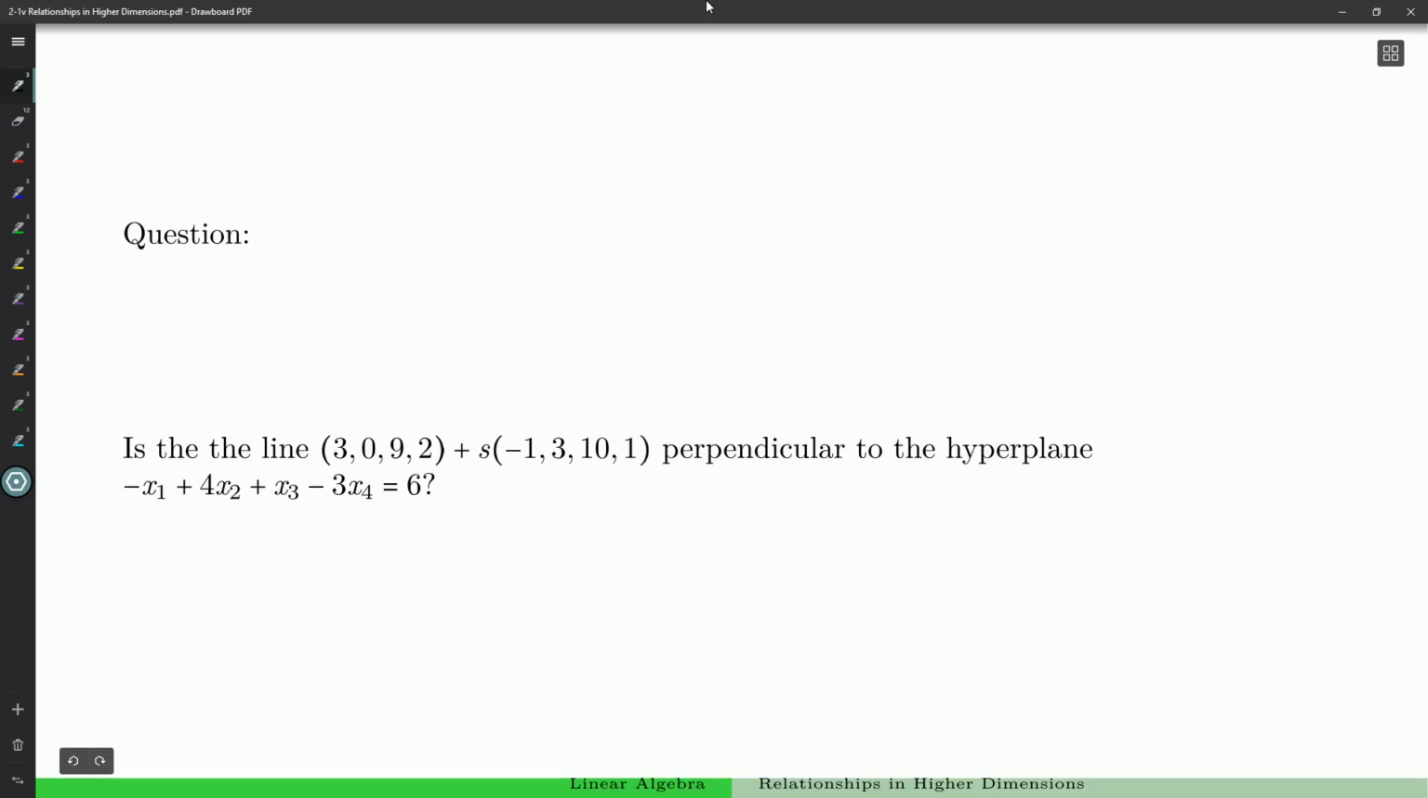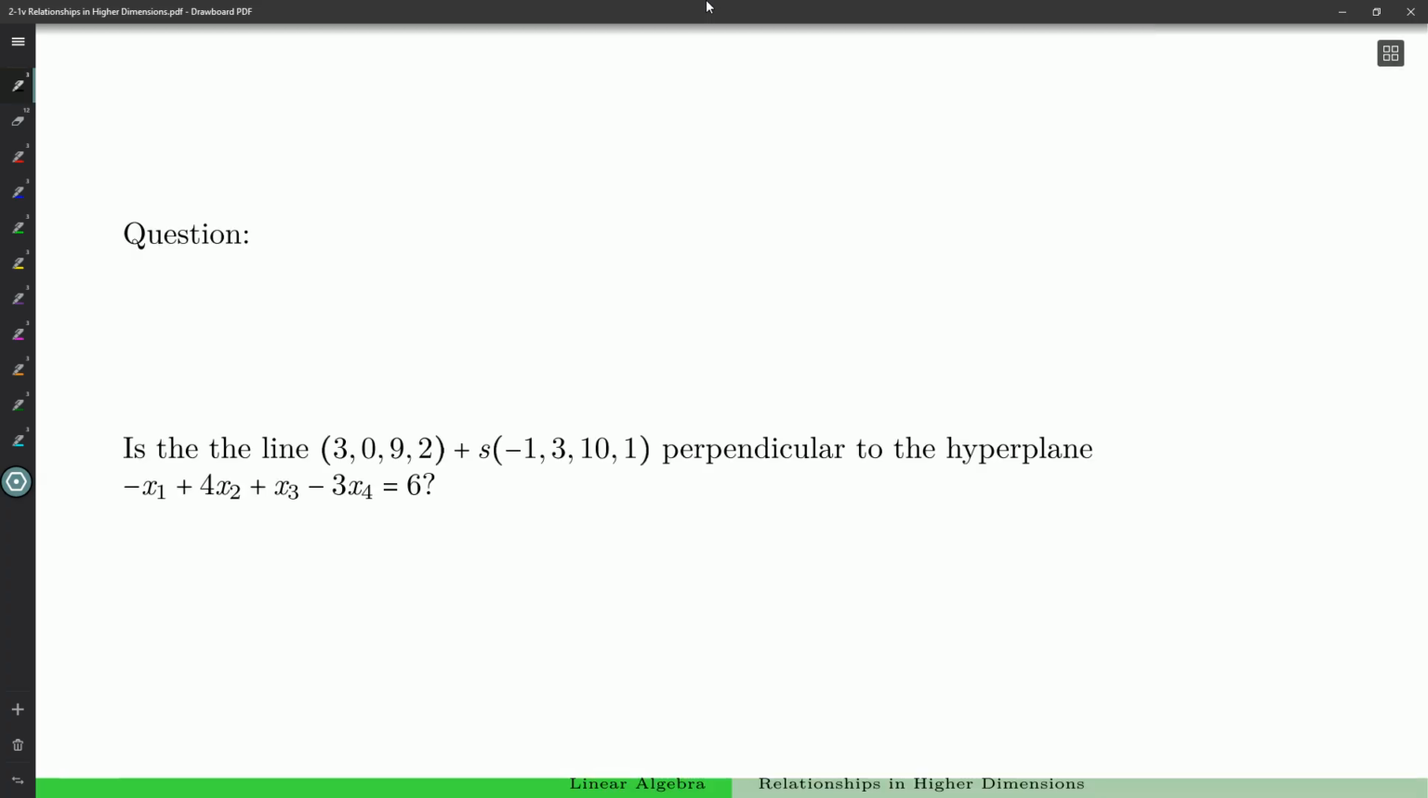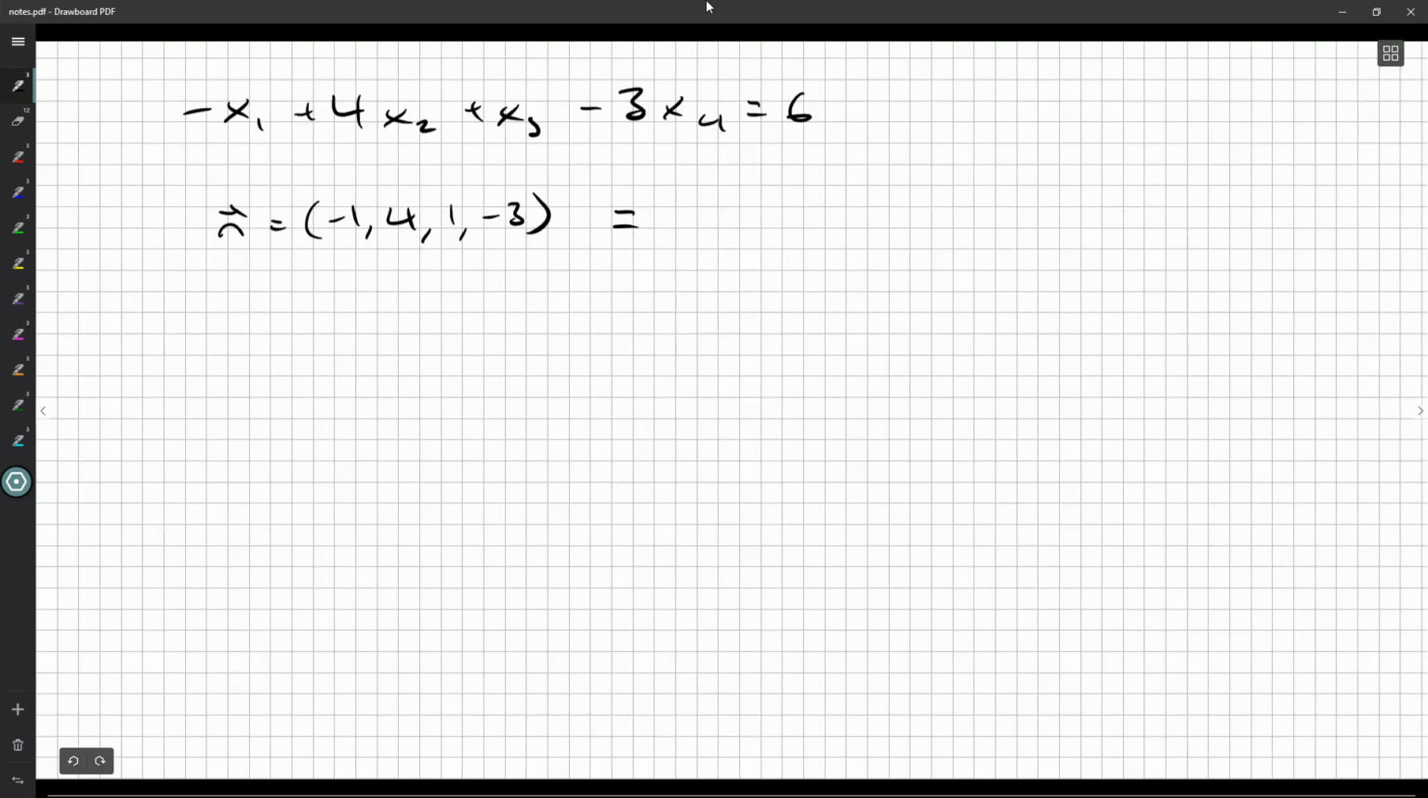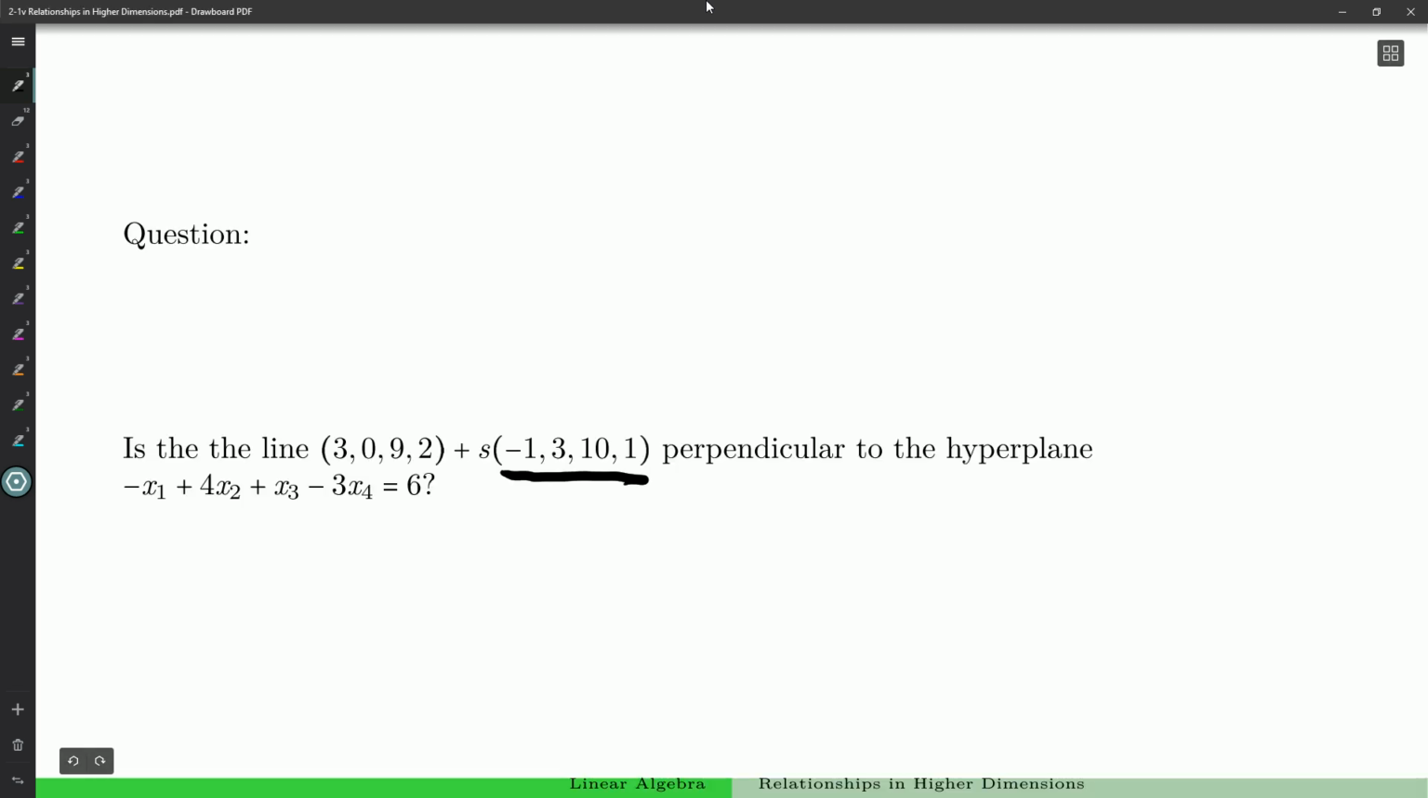in this case, our hyperplane. So we can see our hyperplane, negative x1 plus 4x2 plus x3 minus 3x4 equals 6. And we can see there is a normal vector, (-1, 4, 1, -3). Okay, so that's our normal vector. We need to see, is it a scalar multiple of the direction vector for the line? Can I find some c so that this normal is a scalar multiple of (-1, 3, 10, 1)?